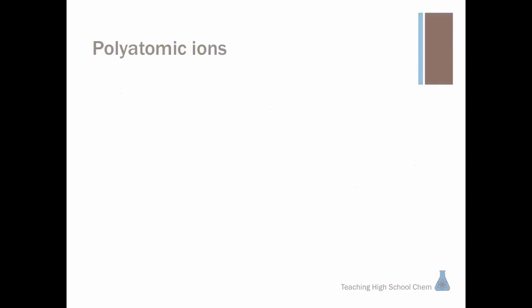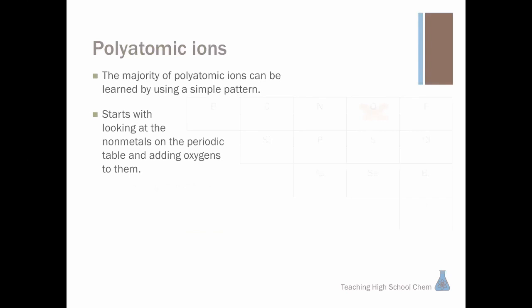All right, polyatomic ions. This is where we're probably going to be spending a good little bit of time here. The majority of polyatomic ions can be learned by using a simple pattern. It doesn't seem simple at first, but once you get used to it, and once my students hear me say it 100 times from the board, or walking around with them and working with them, they're going to know this pattern. And so I use this for all but 8 of my polyatomic ions. The other 8 they have to memorize, and I'll get to what those are in a second.